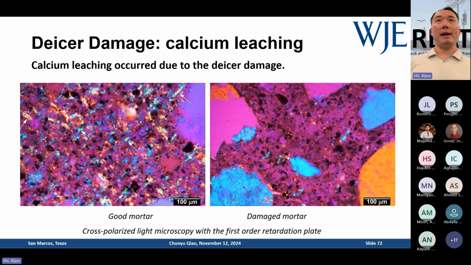So how do you identify that? You just look for calcium hydroxide. You can see the good mortar on the left and the damaged mortar on the right in the same facility, different regions. You can see complete depletion of calcium hydroxide on the right. Those crystals, orange or blue as I mentioned before, are calcium hydroxide, right? The one on the left is good mortar without chloride exposure, but the one on the right has a lot of damage from exposure to de-icers. Your calcium hydroxide is completely gone.